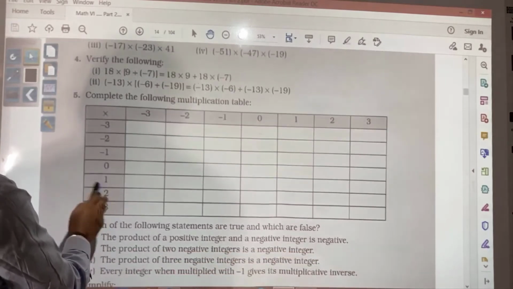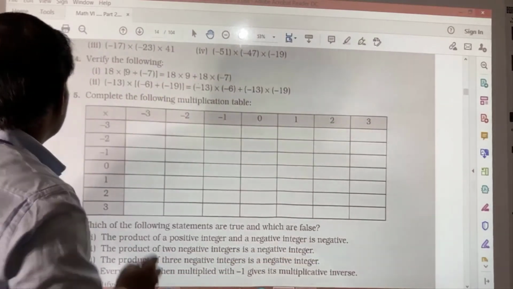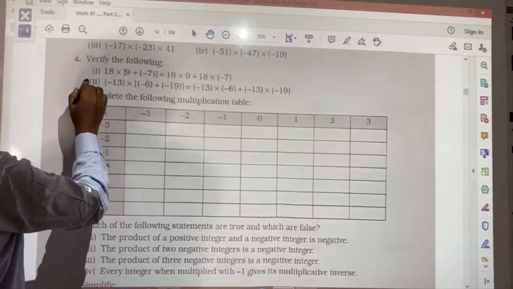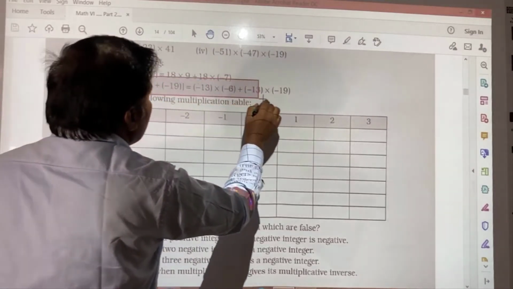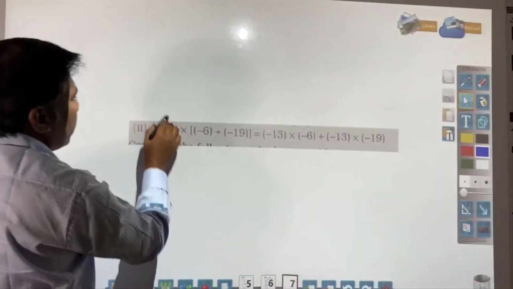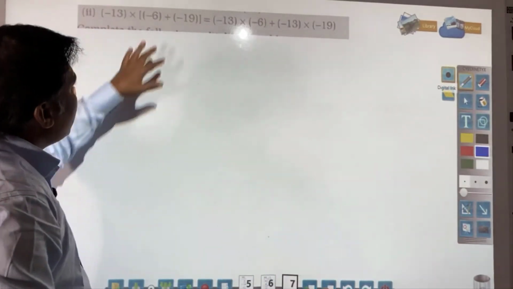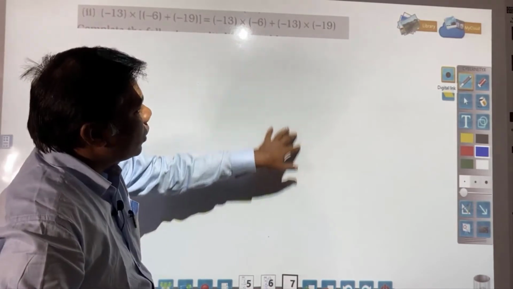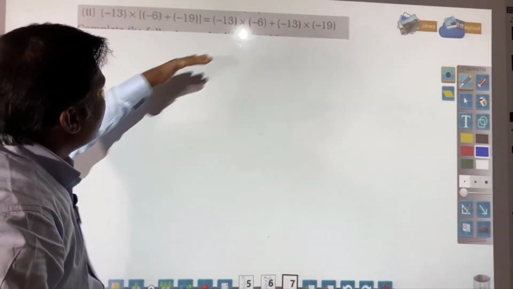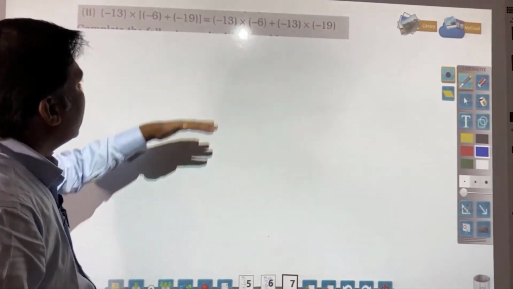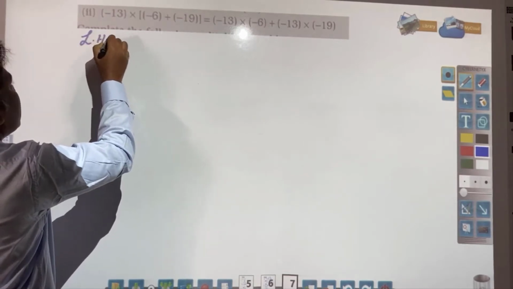Then you have verify the following. LHS and RHS you need to see. So one question I am solving for you, and the first one you need to solve by yourself. Here you see, what can be done is both sides can be solved simultaneously, or first you take LHS and solve that, and then you solve RHS, and then you see whether both are equal or not. So we will start with LHS.